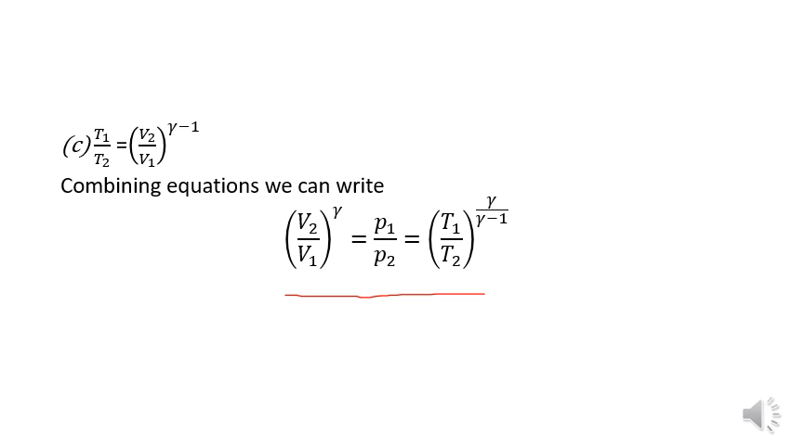There is also a relation between gamma, the specific heats and the gas constant. Cp minus Cv is equal to R, and gamma is equal to Cp by Cv. By using these two equations, we can calculate the Cv and Cp values. So, Cv is equal to R divided by (gamma minus 1), and Cp is equal to gamma R divided by (gamma minus 1).